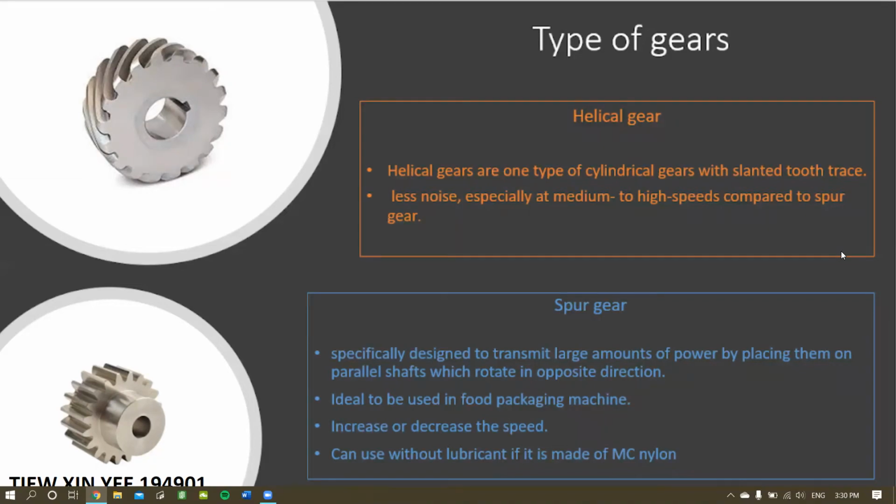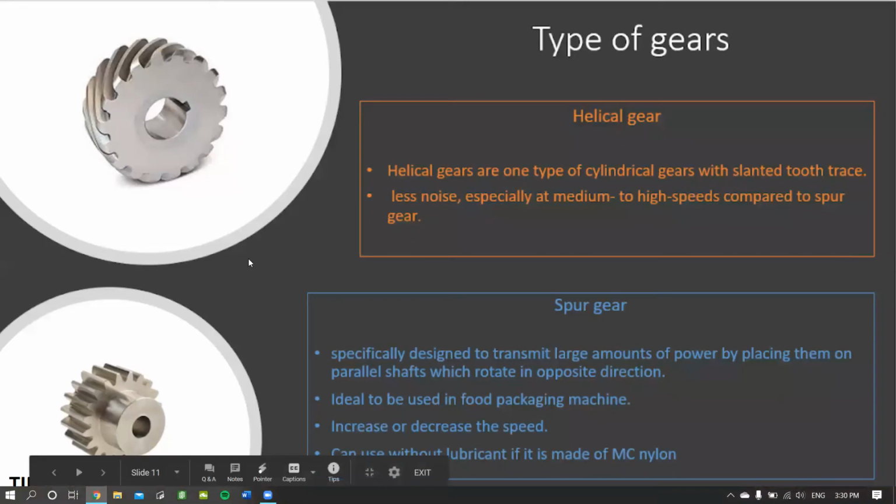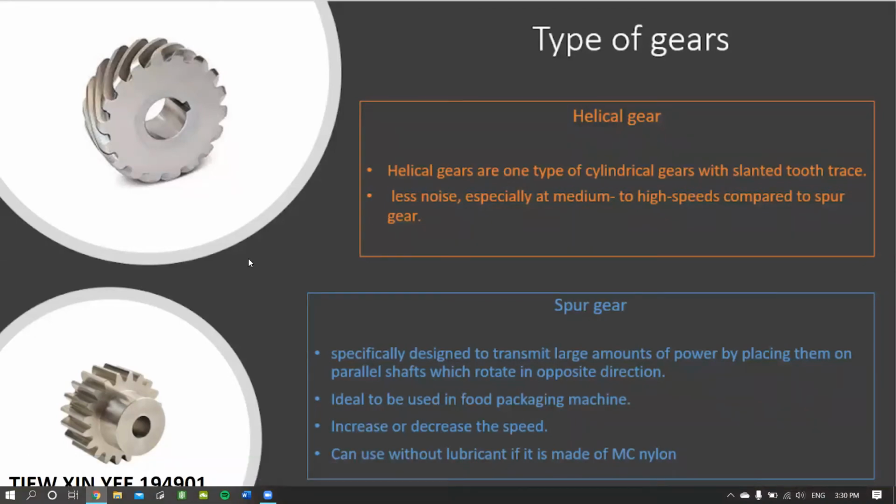First of all, it is helical gear, as you can see from the picture on the top left. Helical gears are one type of cylindrical gears with slanted tooth trace. So you can see that the tooth trace is slanted. It's not like spur gear. For spur gear, it is straight. And helical gears make less noise, especially at medium to high speed, compared to spur gear.